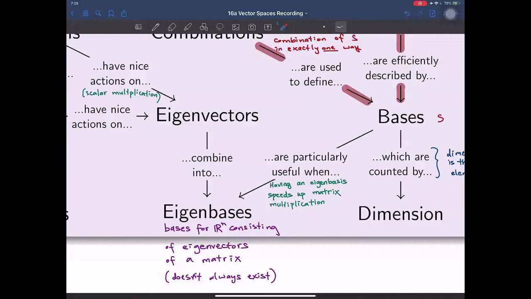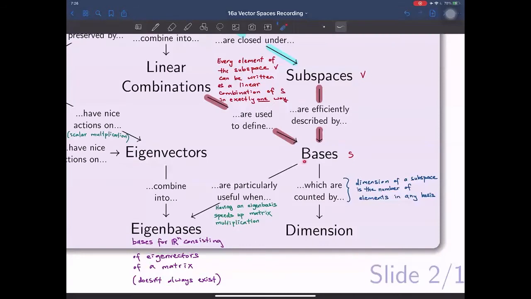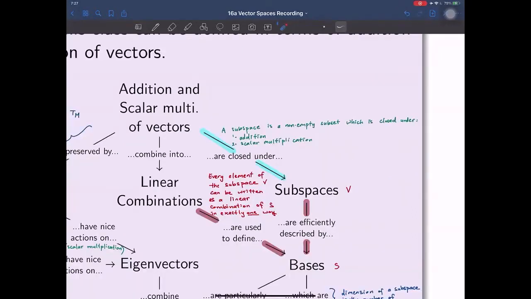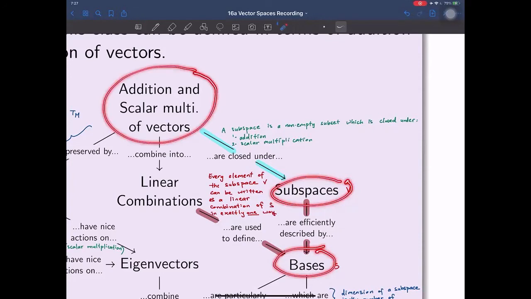For example, take eigenbases, probably the most complicated concept from this class so far. It is a special type of basis. A basis is just an efficient way of describing a subspace where every element of the subspace can be written as a linear combination of the elements in the basis S in exactly one way. Both the concept of bases and subspaces can be described in terms of addition and scalar multiplication of vectors.